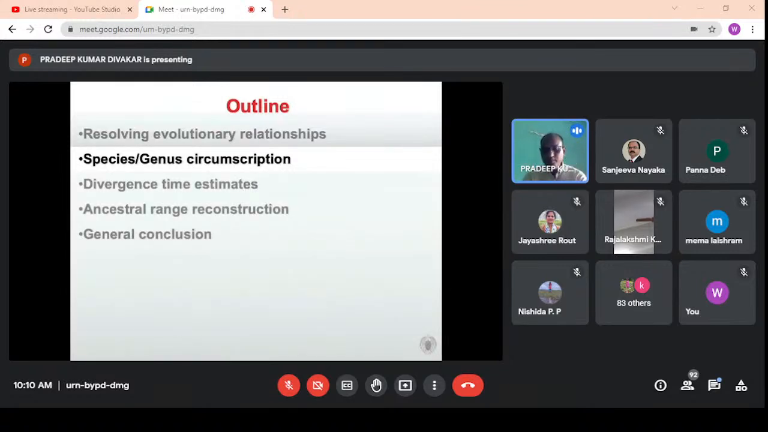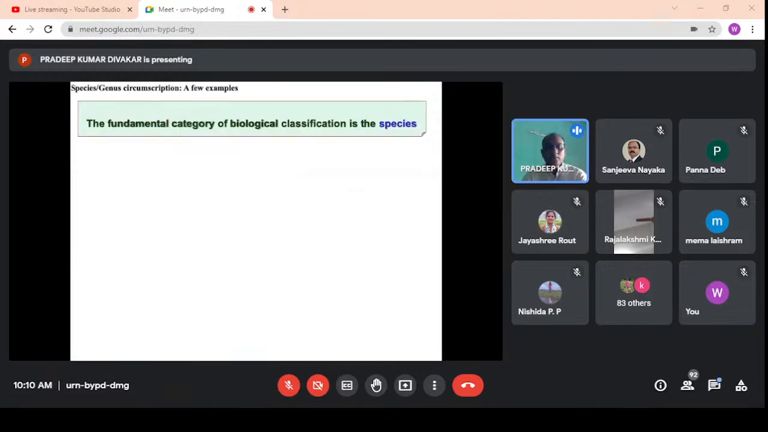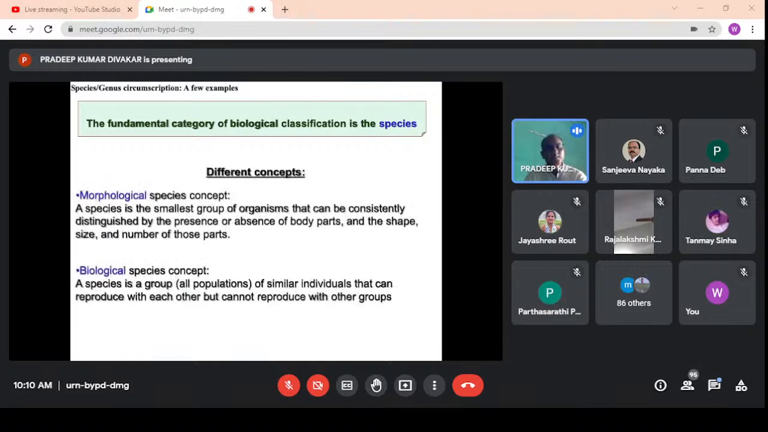So I will go very briefly. I will not take much time as in the previous talk. We all know the fundamental category of the biological classification is the species. There are different species concepts. You all know them: the morphological species concept, the biological species concept, the phylogenetic species concept.